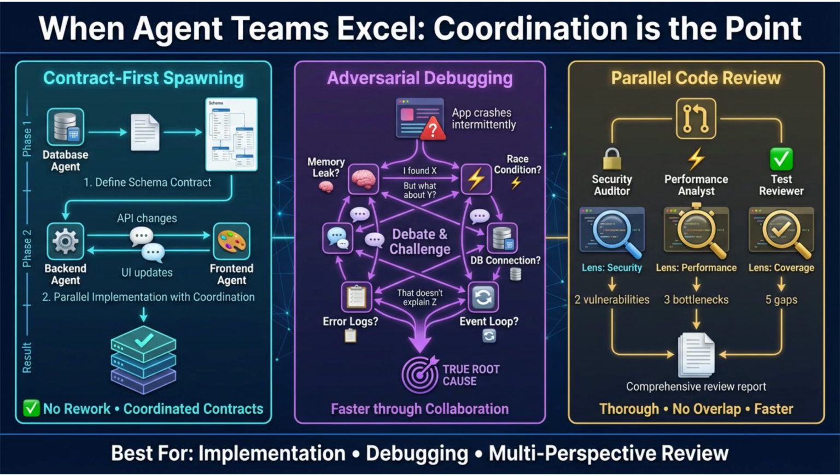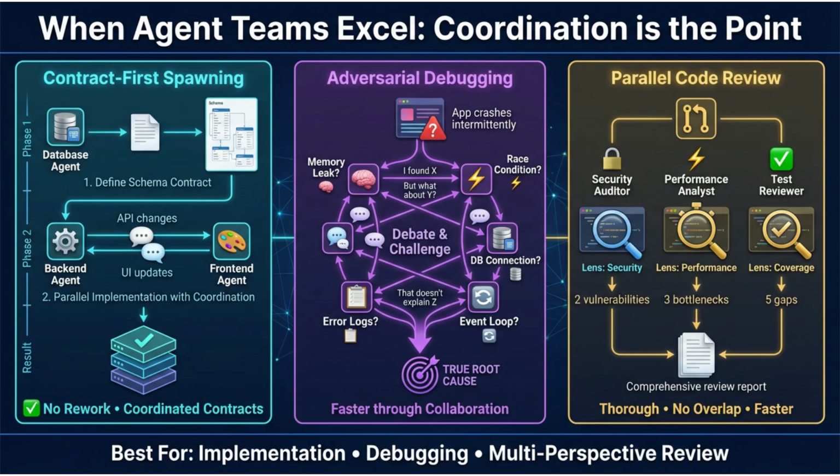Building a payment system. Need database changes for transactions and balances. Backend API endpoints for purchases and validation. Front-end UI for billing and purchase flow. All interconnected. Backend depends on database schema. Frontend depends on API contracts.